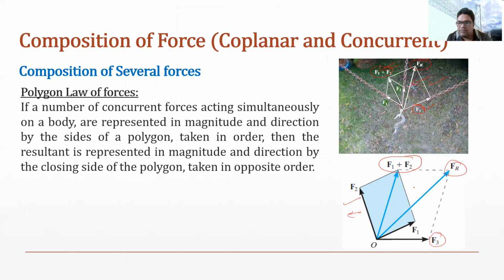Now if we represent these in the form of a polygon, say for example, force F2 direction is this one. Similarly, force F1 direction is like this one. Then force F3 direction is this one. So you can see all the forces are going in order, and now there are only three forces, F2, F1 and F3. So their resultant would be the closing side of the polygon, and that will be in the opposite order. So this is what this statement is saying. So now again you can read the statement and you can follow the same.